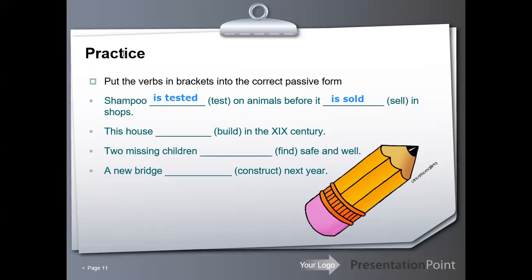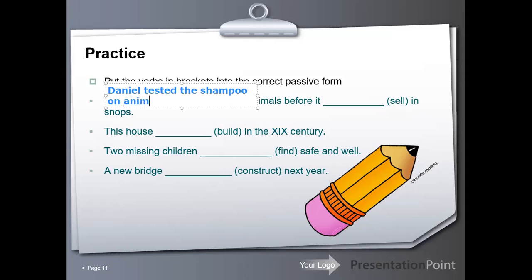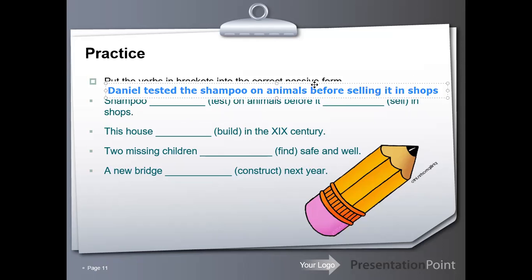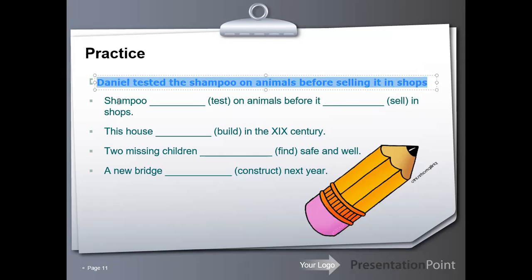Pero aquí, si lo hacemos en activo esto, solo para ejemplificar, okay. I can say, for example, para convertirlo en activo, puedo decir, Daniel tested the shampoo on animals before selling it in shops. Okay, en este que acabo de hacer, ¿pueden identificar dónde está quién hizo la acción? Daniel. Daniel, okay. So esto es activo y esto es pasivo.